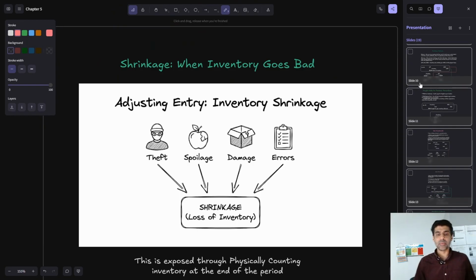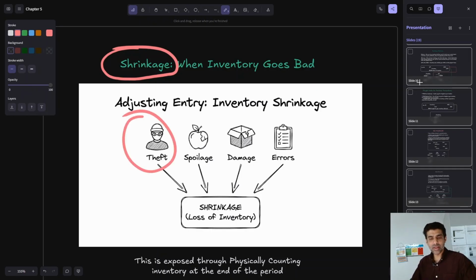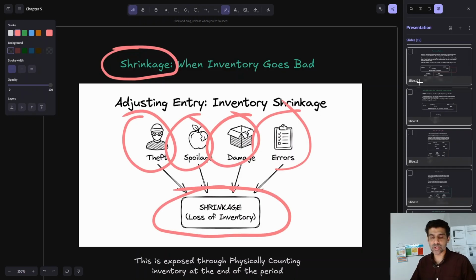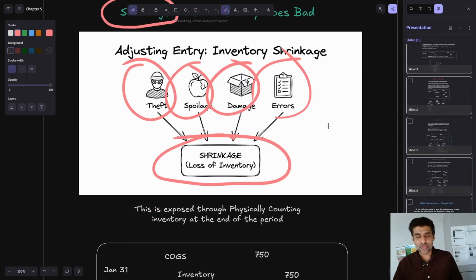So we have this term shrinkage, but shrinkage has to do with all this stuff that happens to inventory: theft, spoilage, damage, errors. All these things are going to get tossed into this blanket category of shrinkage, which is basically the loss of inventory for reasons other than selling it. The way that we find this out is through physically counting inventory.